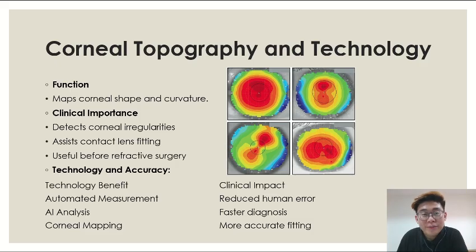For corneal topography technology, corneal topography maps the shape and curvature of the cornea. We can see in the picture the curvature of our cornea, and that is a map. It is useful for detecting corneal irregularities, fitting contact lenses more accurately and comfortably, and planning refractive surgery. If using refractive surgery, the patient must have this corneal map. This modern technology improves correction, accuracy, and clinical efficiency.